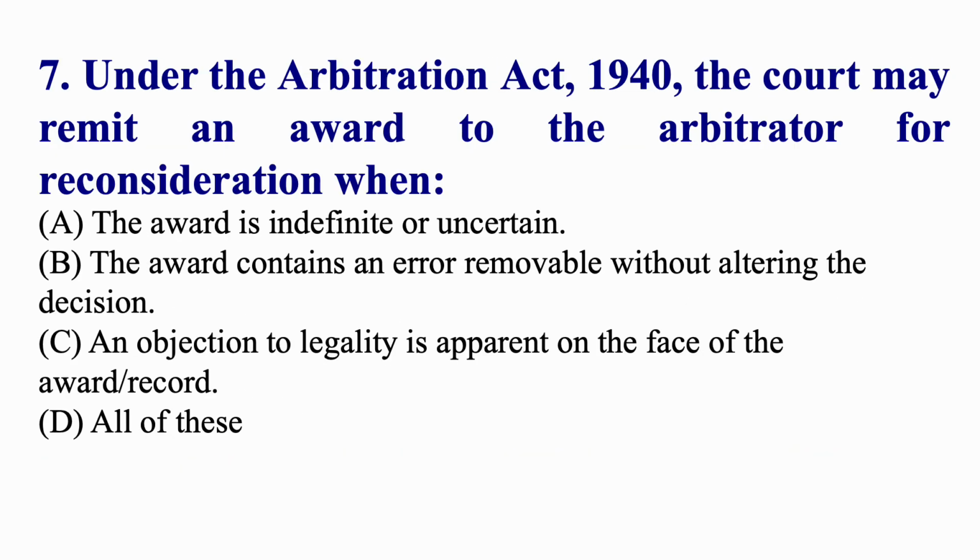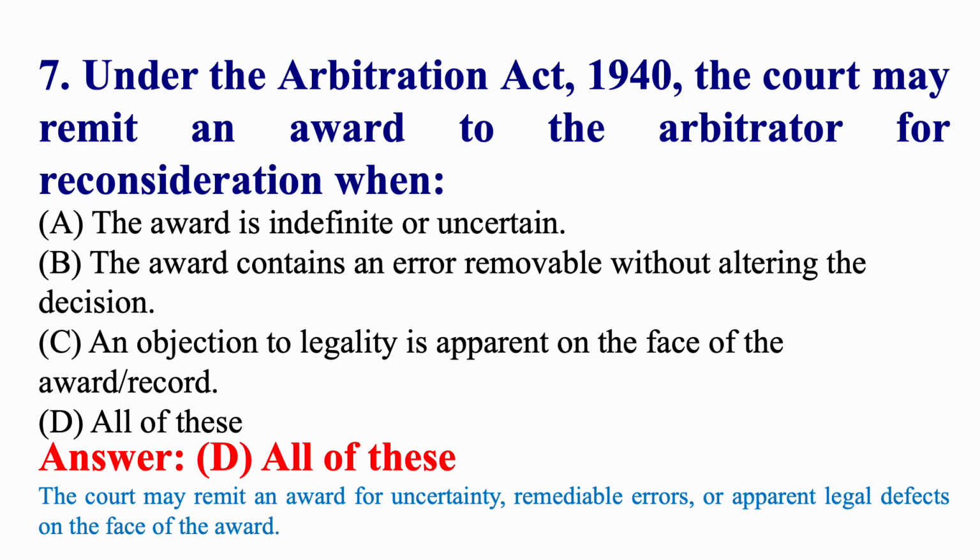Under the Arbitration Act 1940, the courts may remit an award to the arbitrator for reconsideration when all of these: A is the award is indefinite or uncertain, B is the award contains an error removable without altering the decision, C is an objection to legality is apparent on the face of the award or record.